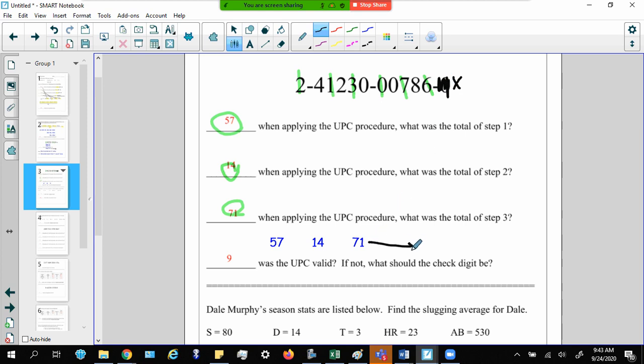So we're going to add up to 80. And then, of course, that is supposed to be 80, Mike. Okay, 80. So we're just going to add 9. There we go.